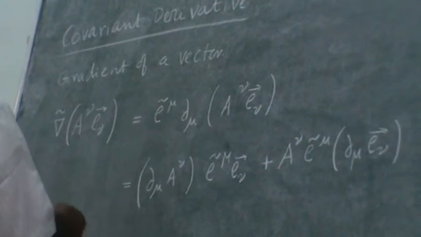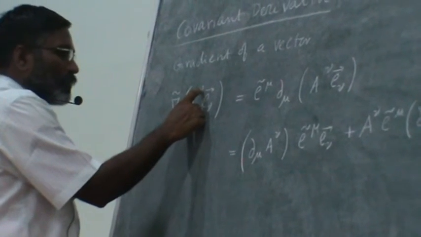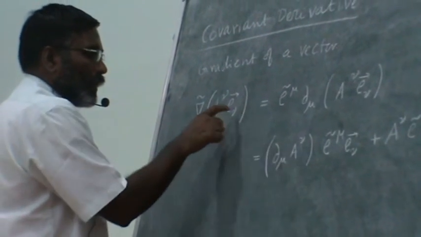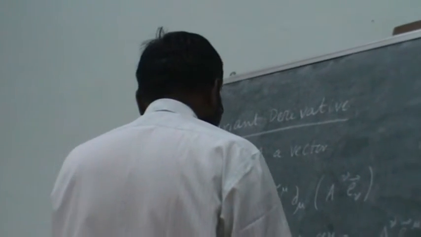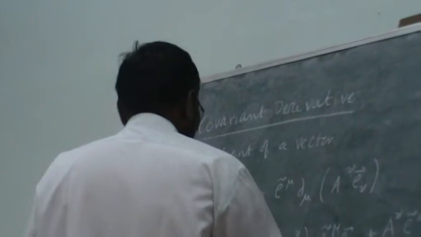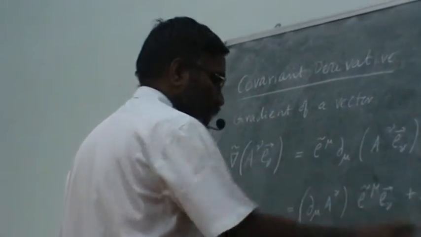Essentially, the gradient operator will act on the components, and it will also act on the basis vectors, because your basis vectors also depend upon the coordinate at which you are choosing them. A basis vector can be chosen at a particular coordinate. Normally you would have only the first term, but here we have an additional term.